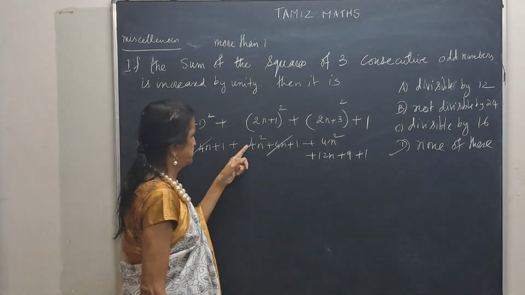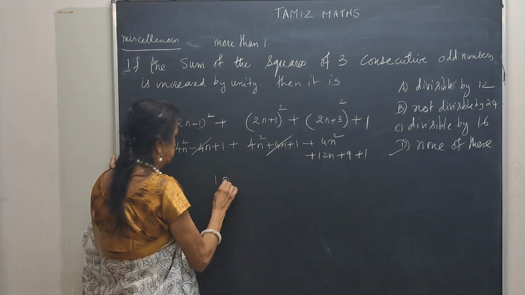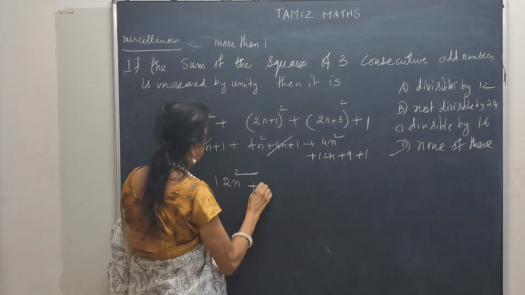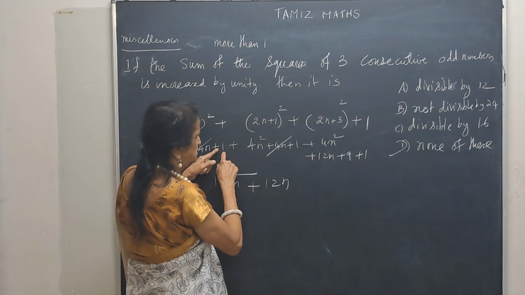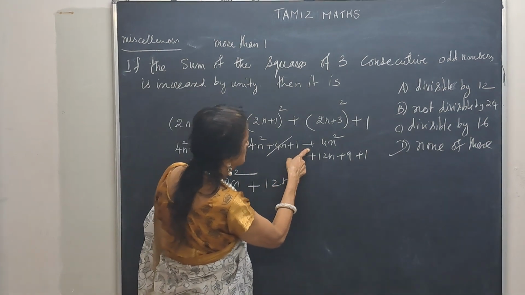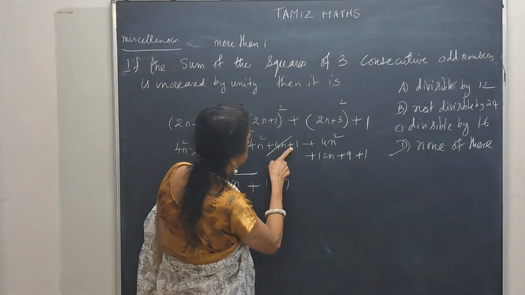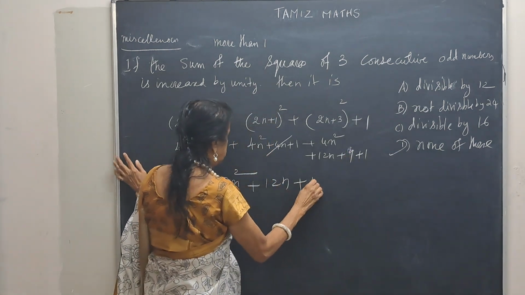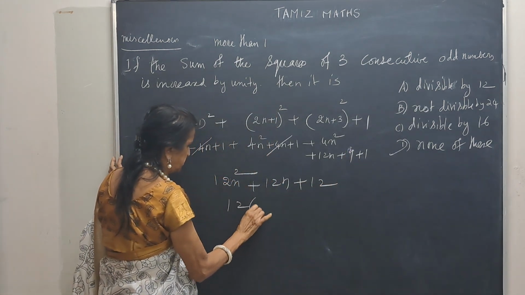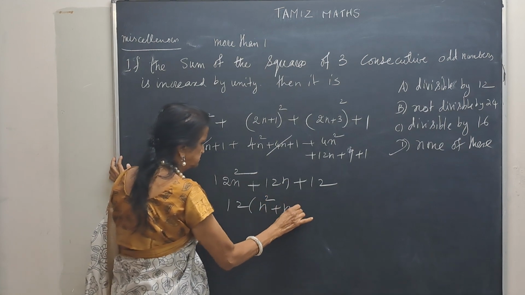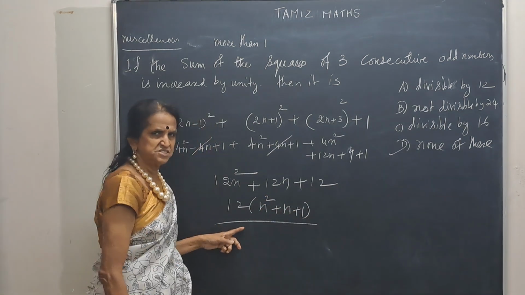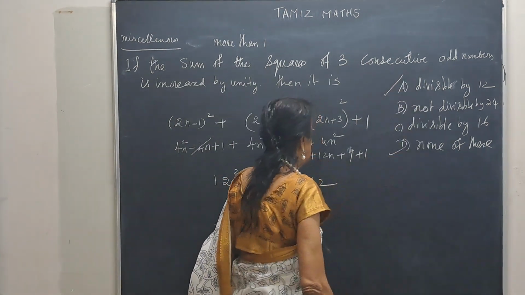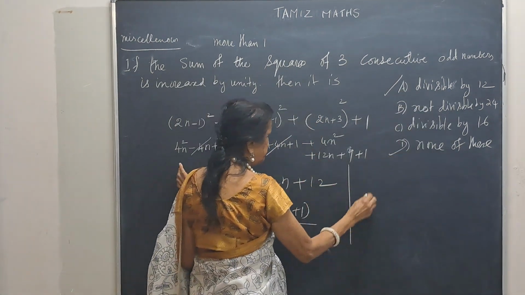Four n square, 4n square, 4n square, 12n. 1 plus 1, 1 plus 1, and this 1 and this is 9. That will become 12. Take 12 outside. So obviously this is divisible by 12. This is correct. How do I check the others?